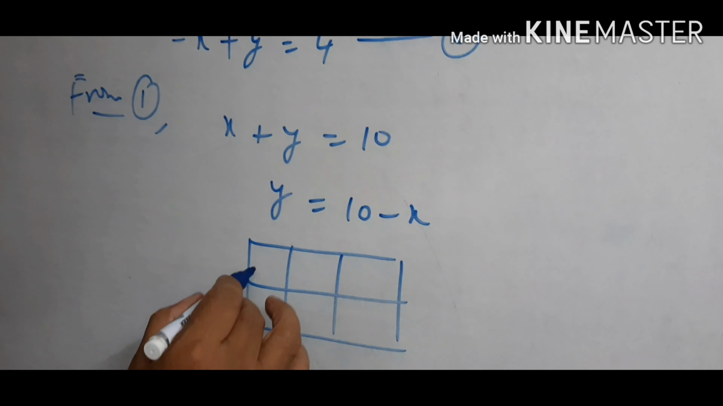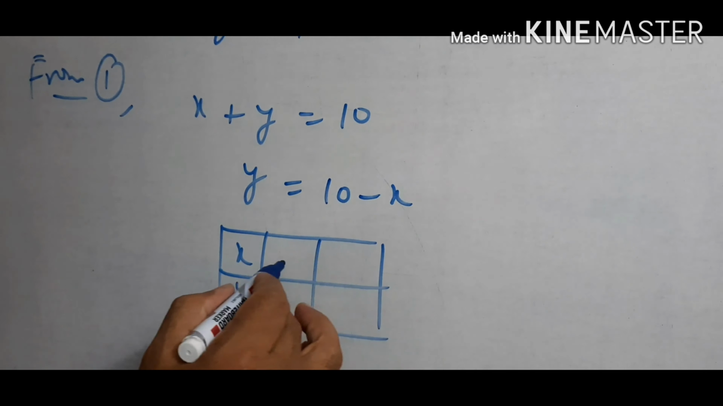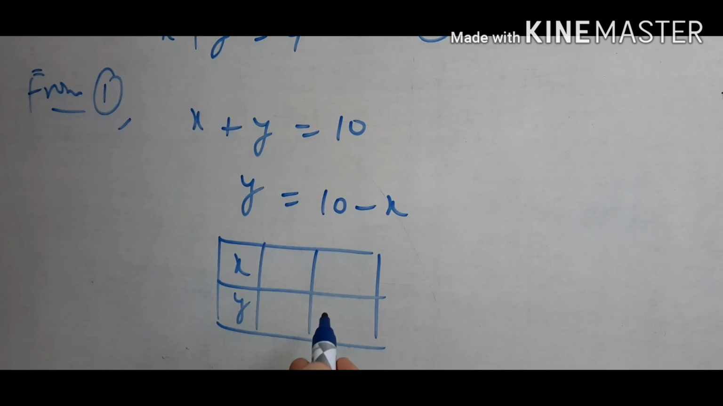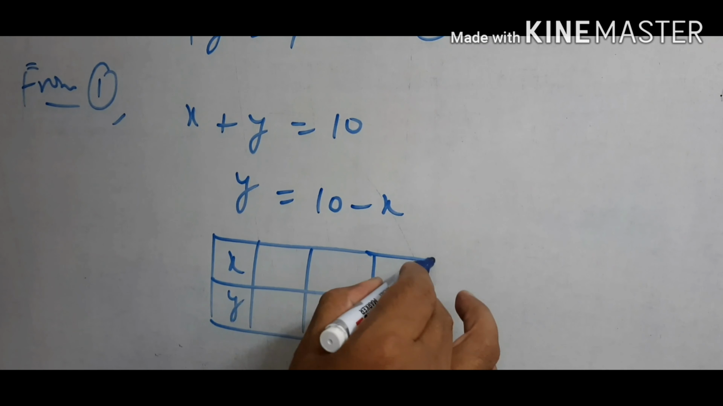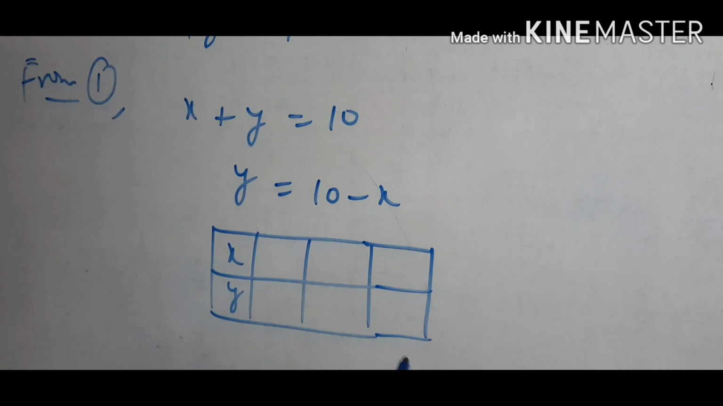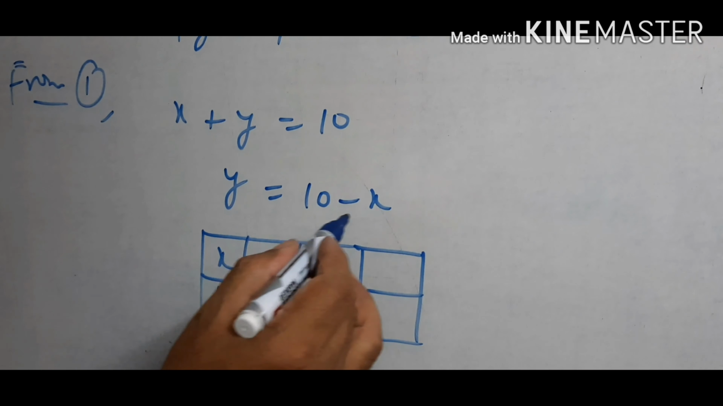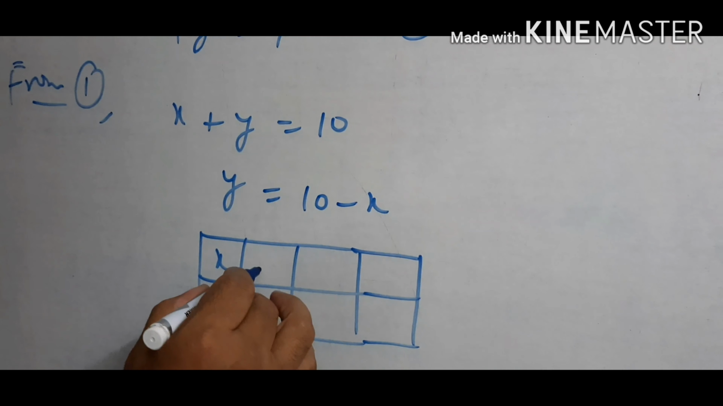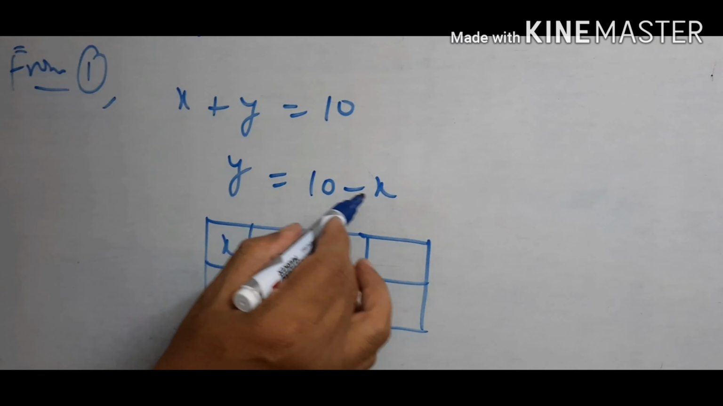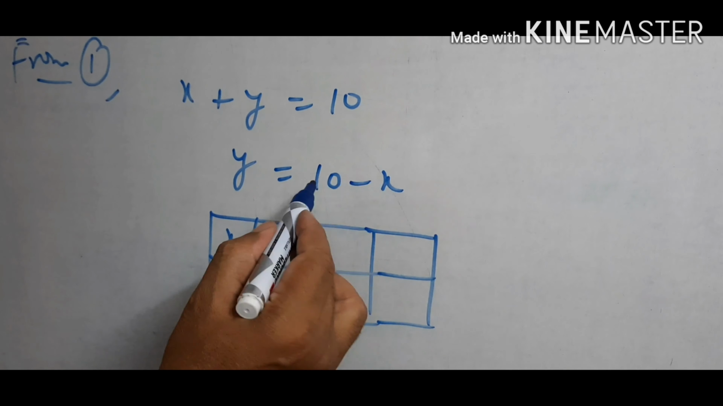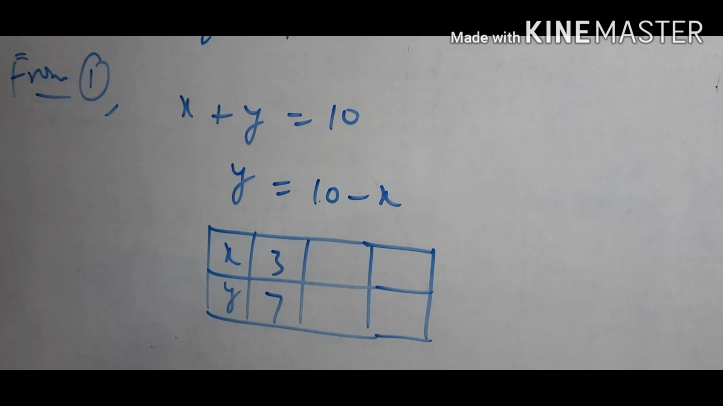For this, we take x and y here. The values of x you have to put on your own. Any 2 or 3 values can be taken; we take 2 at the moment, and a third one can also be taken. So a minimum of 2 pairs you have to take. Suppose we take x equal to 3. When you replace x by 3, 10 minus 3 is 7. Y will come 7.